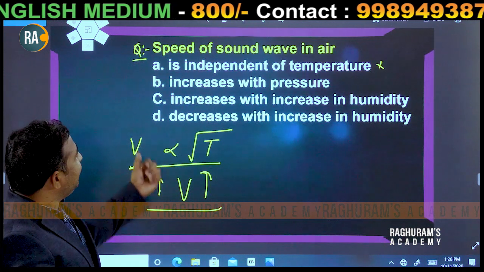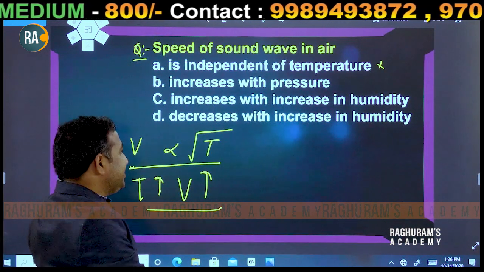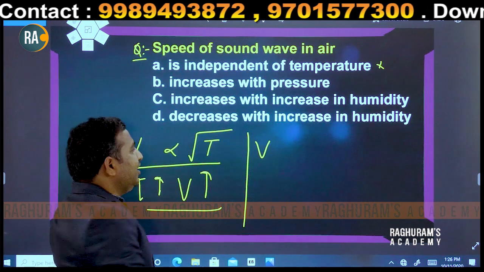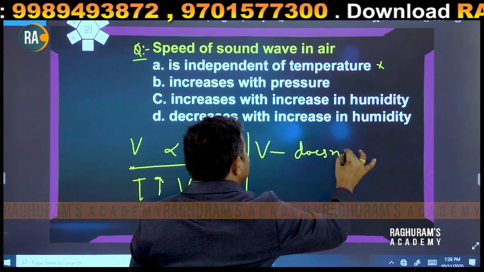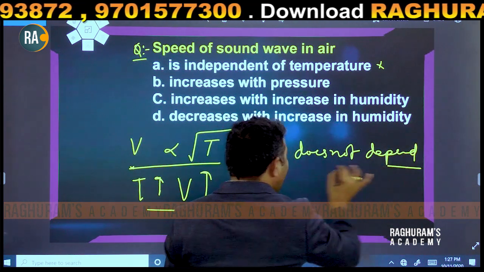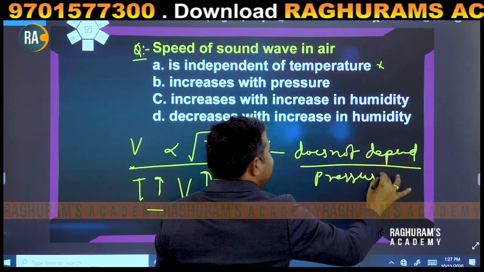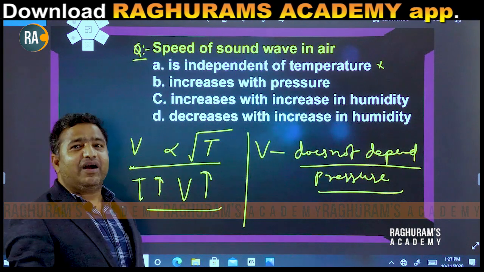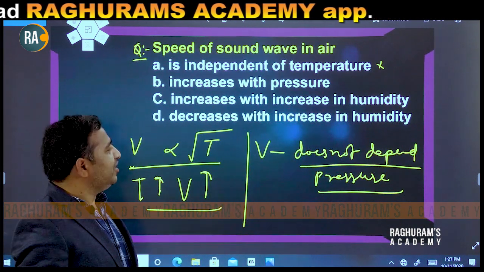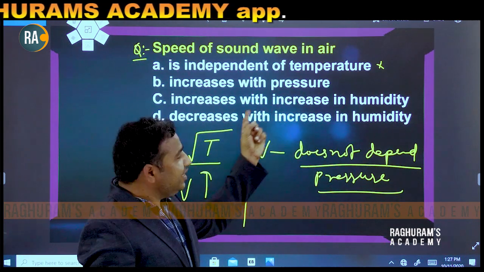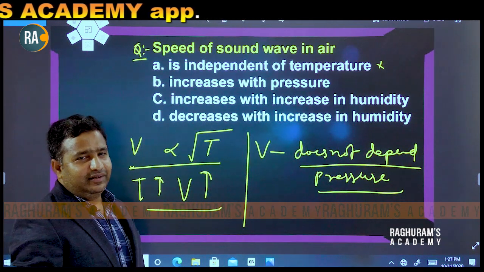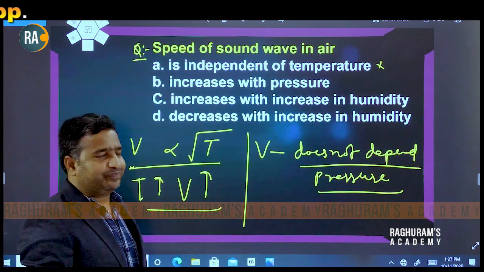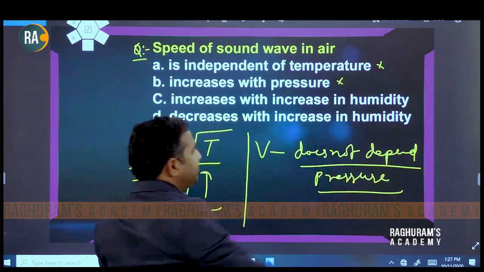The second option is increases with pressure. Here I am saying velocity of sound, or speed of sound, does not depend on pressure. If you increase or decrease the pressure, the velocity of sound does not change. But the option says increases with pressure, so it is also a wrong option.